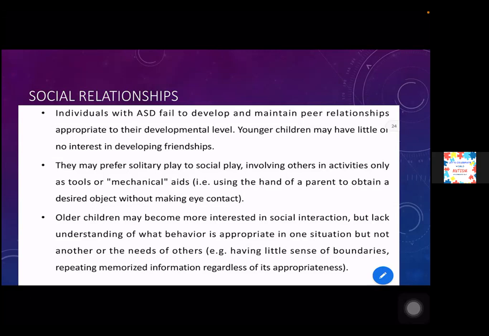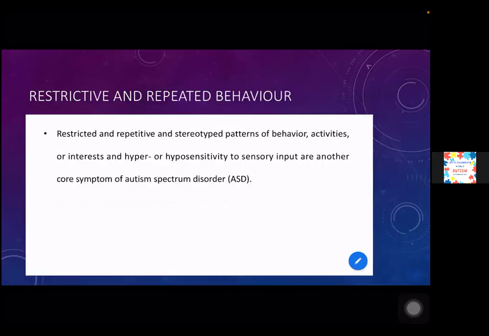Now, older children may become more interested in social interaction, but lack understanding of what behavior is appropriate in one situation but not another, or the needs of others. For example, having little sense of boundaries, repeating memorized information regardless of its appropriateness. Now, the second core clinical feature in a child with autism is restricted and repetitive behavior.